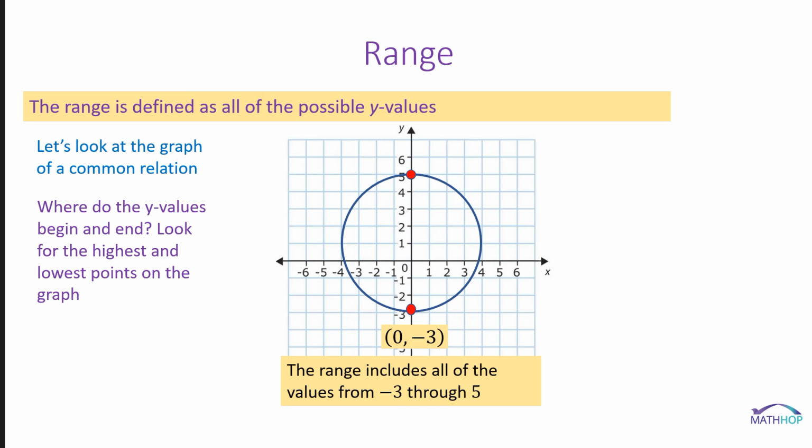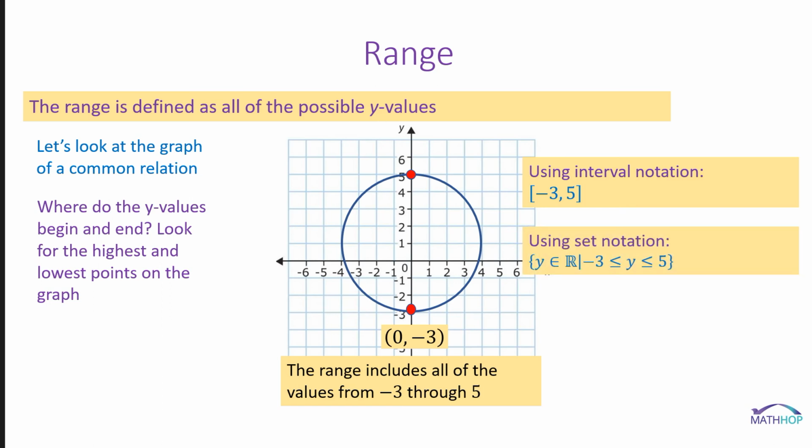So let's use interval notation to say this. And the range is from -3 through 5 inclusive. Using set notation looks exactly the same as it did, except it has y's where there used to be x's. y is a member of the set of real numbers such that it is greater than or equal to -3 and less than or equal to 5.